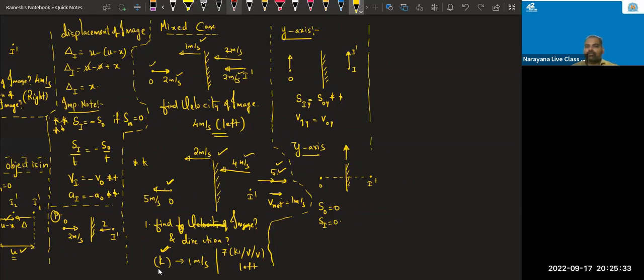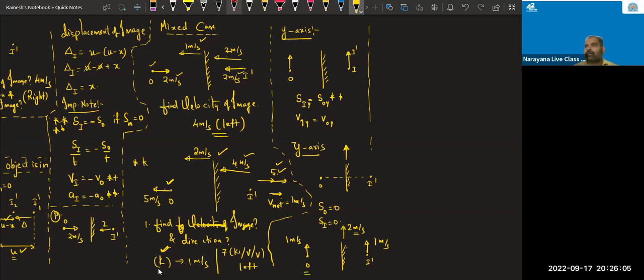Now you just answer. The mirror is going with a speed of 2 meters per second and the object is going with a speed of 1 meter per second. Find the velocity of the image. 1 meter per second. Shabash. 1 meter per second. Why? Sir, mirror motion along the y-axis does not affect the image motion. Only we can neglect.